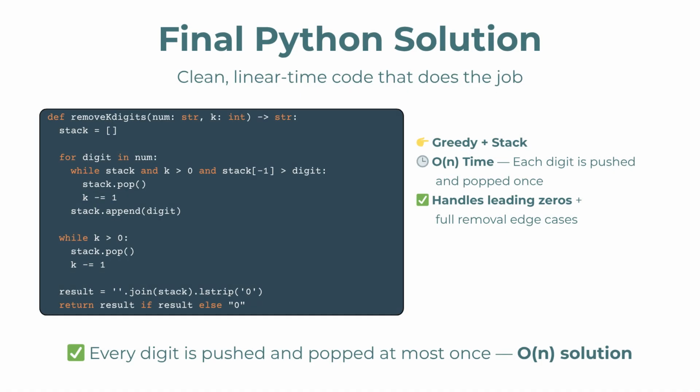Here's the final Python solution: clean, concise, and built for performance. We loop through each digit in the number. If the current digit is smaller than the top of the stack, and we still have removals left, we pop from the stack. This ensures we remove larger digits early and maintain a growing, minimal result. After the loop, if we still have digits to remove, we pop from the end. Finally, we join the stack, strip leading zeros, and handle the edge case where the result is an empty string. Every digit is pushed and popped at most once, giving us a true O(n) solution.